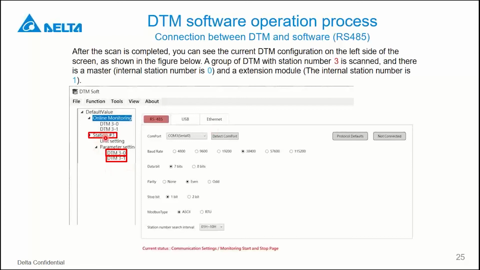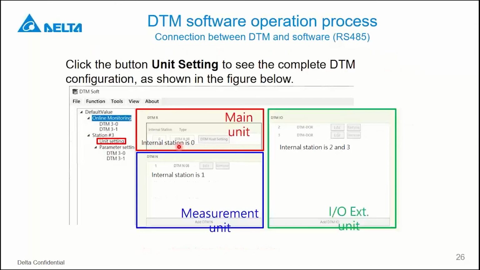3 here shows, and there's a master. You could see the ID is 0, and the extension module, the number is number 1. Then you can continue to click the button unit settings to see the complete DTM configuration. Then there's shown the figure as below.